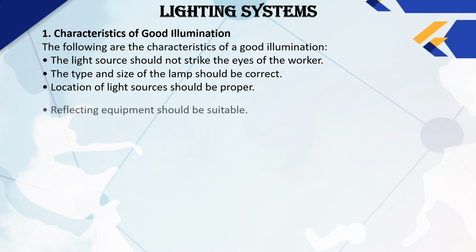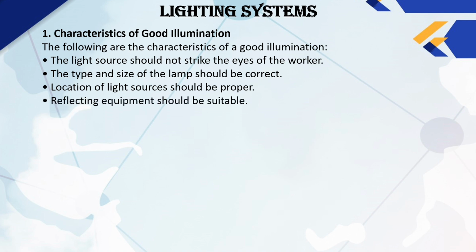Fourth, reflecting equipment should be suitable. The reflectors used in lighting fixtures should be designed to effectively direct and distribute light. Suitable reflecting equipment enhances the efficiency of the light source, minimizes energy waste, and helps achieve uniform illumination in the space, contributing to a better visibility and comfort for the user. So, mao to ang characteristics of good illumination.